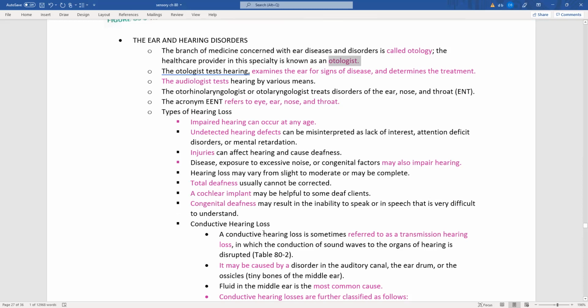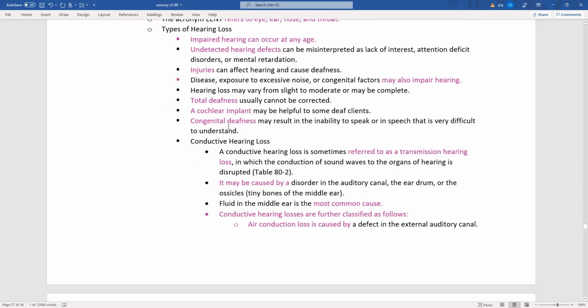Conductive hearing loss, let's talk about that. Congenital just means somebody was born that way. Cochlear implants can be helpful to some deaf patients. They said it ain't helpful for me. Total deafness cannot be corrected.